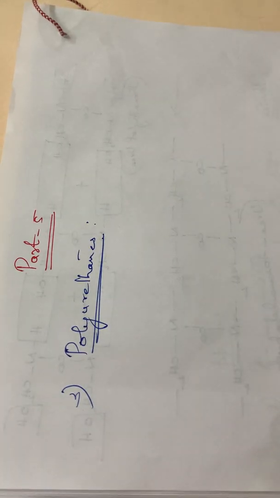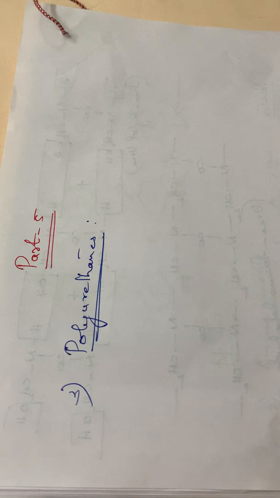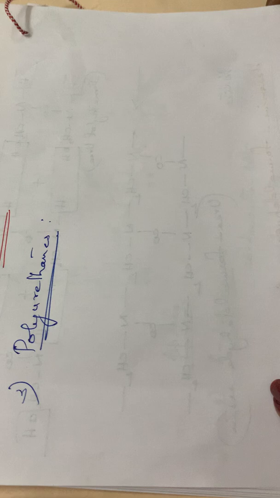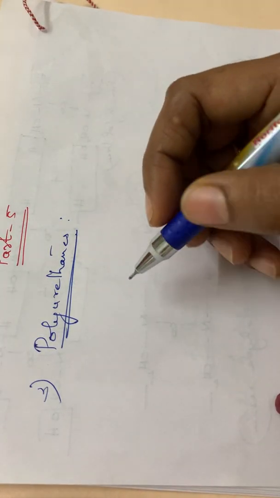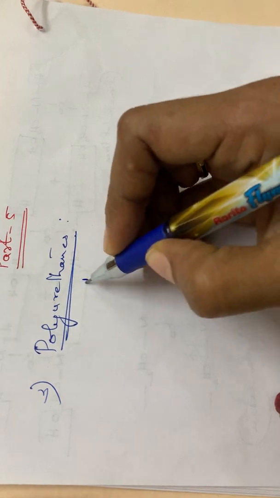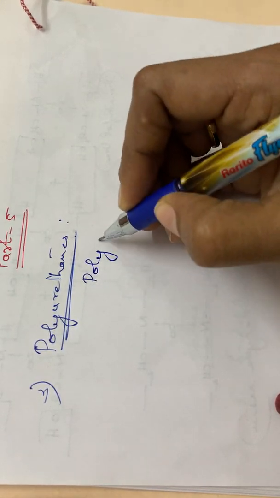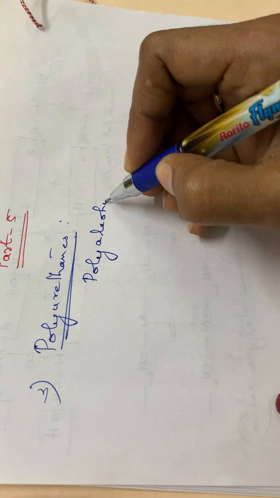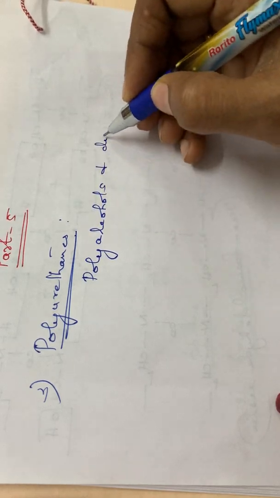Good morning. Let us move on to the next type of thermosetting polymer, that is polyurethanes. The third category, the polyurethanes. These polyurethanes are prepared by the reaction between polyalcohols and diisocyanates.